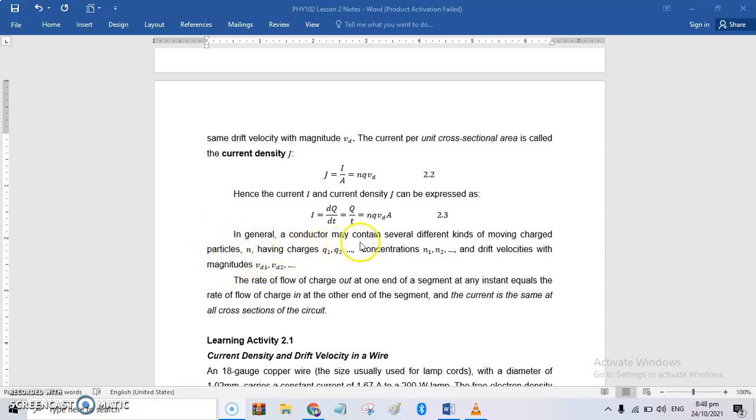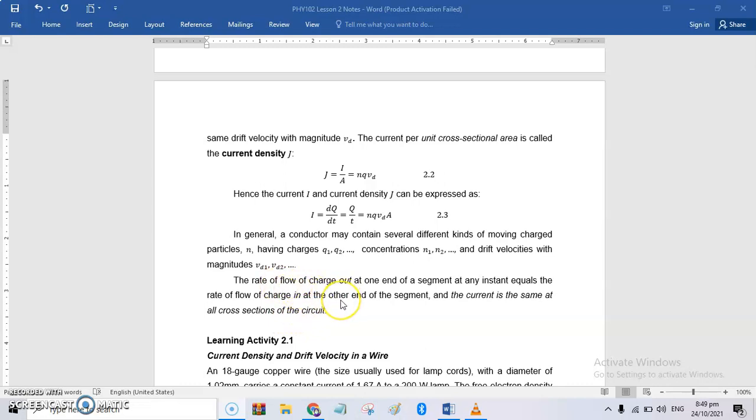In general, a conductor may contain several different kinds of moving charged particles, having charges Q1, Q2, and so on, concentrations N1, N2, and so on, and drift velocities with magnitudes VD1, VD2, and so on. The rate of flow of charge out at one end of a segment at any instant equals the rate of flow of charge in at the other end of the segment, and the current is the same at all cross-sections of the circuit.